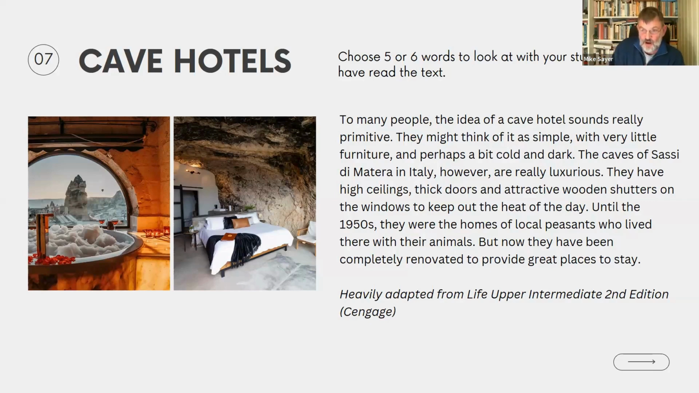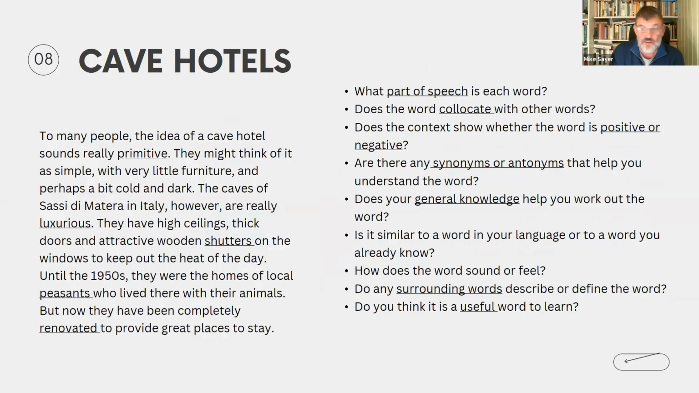And the five that I would choose are these, if you can see them. I have to read them out because my underlining isn't great. So to many people, the idea of a cave hotel sounds really primitive. I've underlined the word primitive. They might think of it as simple with very little furniture, perhaps a little cold and dark. The caves of Sassi Matera are really luxurious. And then in the next sentence, I've underlined shutters. And then I've underlined peasants in terms of local peasants. And finally, I've underlined renovated.